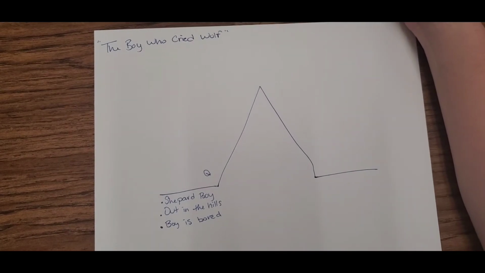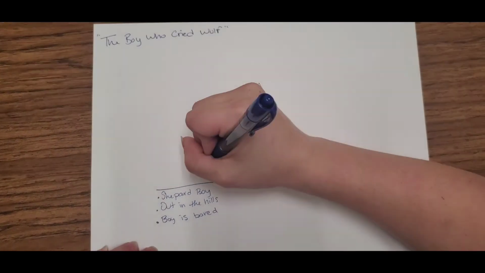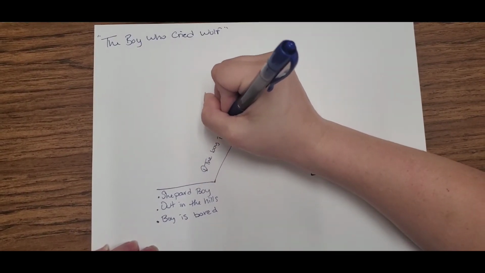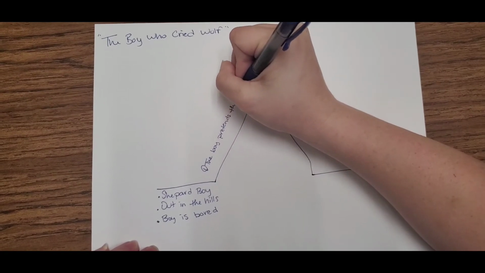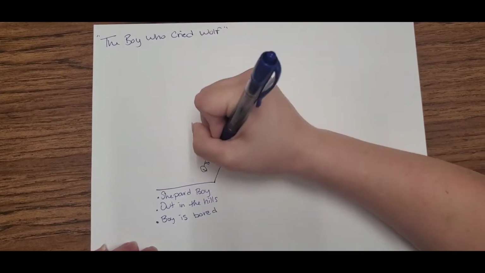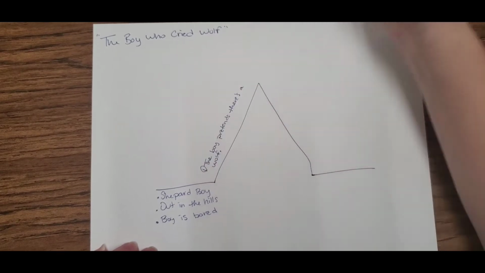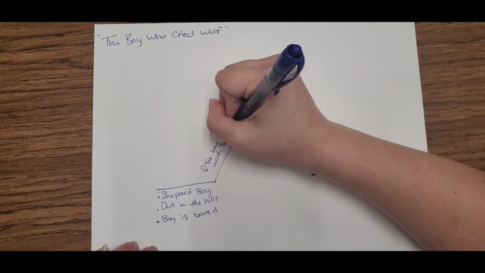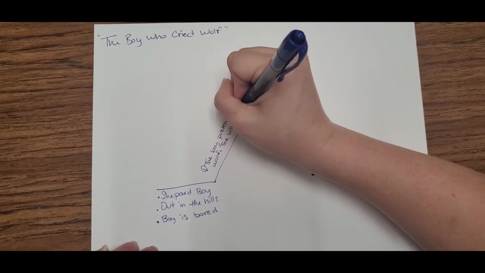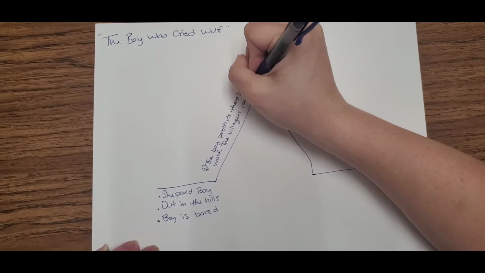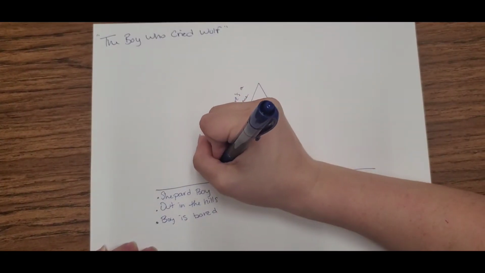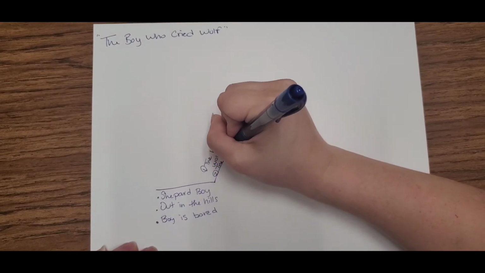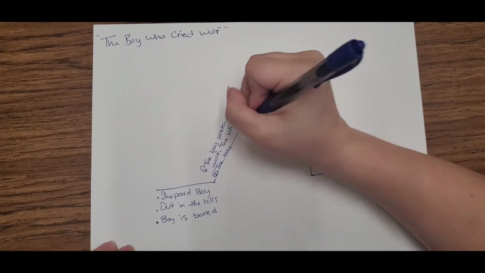This time I'm writing in complete sentences. Remember that. So I'm going to say the boy pretends there's a wolf. So the boy pretends there's a wolf. And then the villagers come. Right? And then the second one would be the boy cries wolf again.